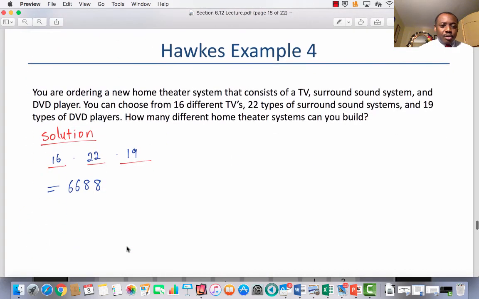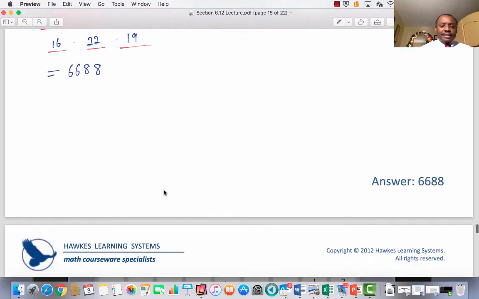Okay, example number 4. This one is very easy. You are ordering a new home theater system. You need a TV, surround sound, and DVD player: 16 TVs, 22 surround sound, 19 DVDs. 3 events, 1, 2, 3: 16 times 22 times 19, which is 6688.